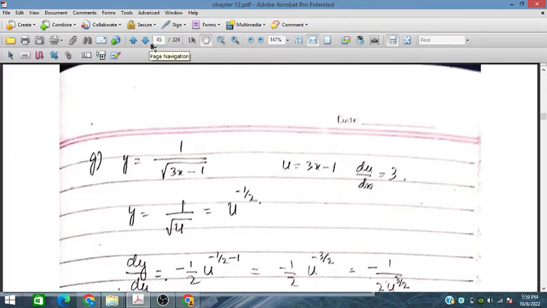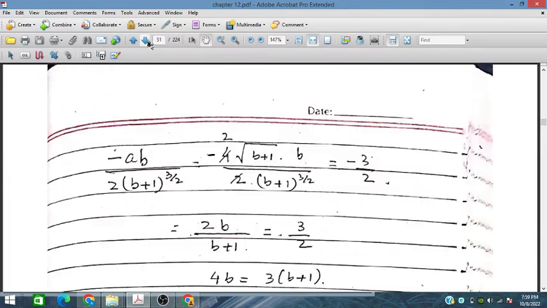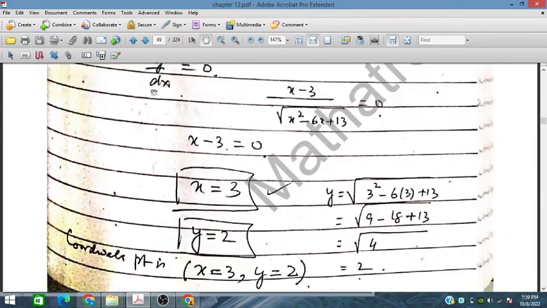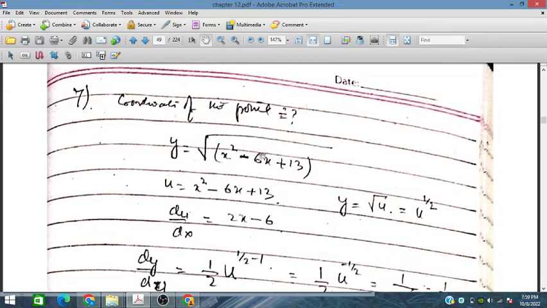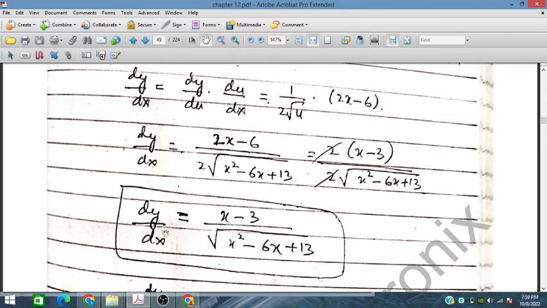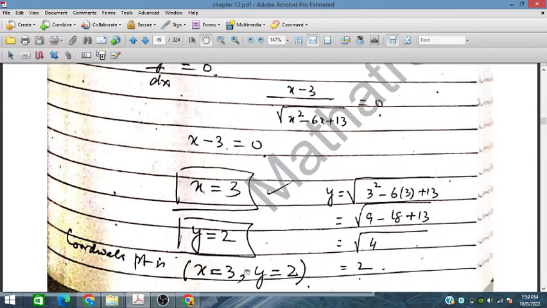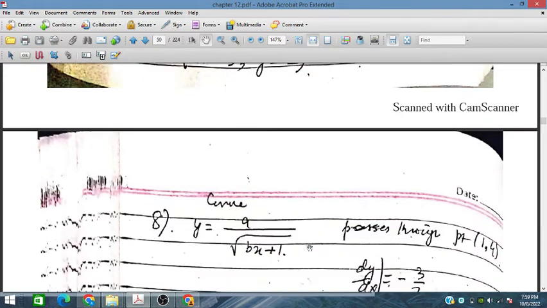This is question number 7. We have y as this, and this is assumed as u, so du by dx. By applying the chain rule, we have obtained this dy by dx. At this value the gradient is 0, as given in the problem. So x becomes 3, and y is equal to 2. So at this value the coordinates are obtained as x is equal to 3 and y is equal to 2. This was the required value.